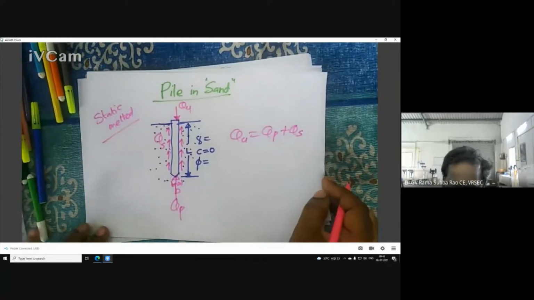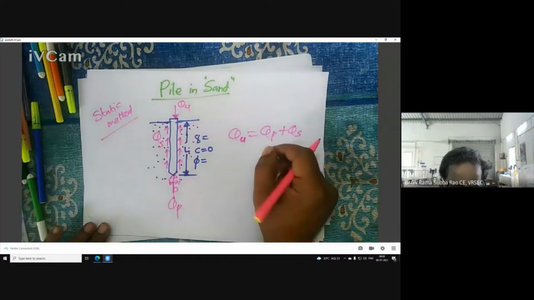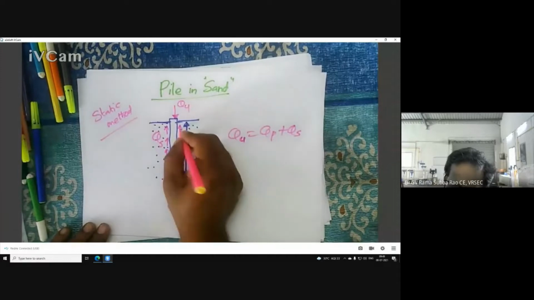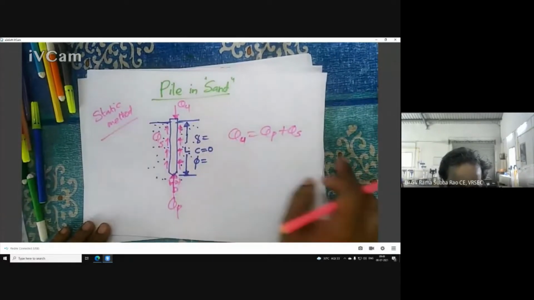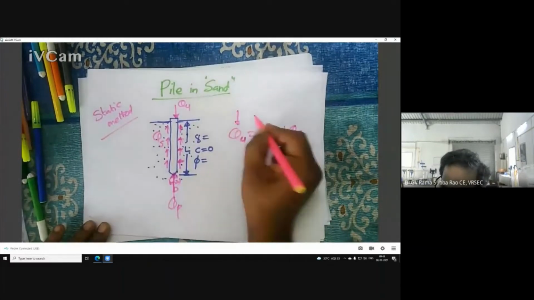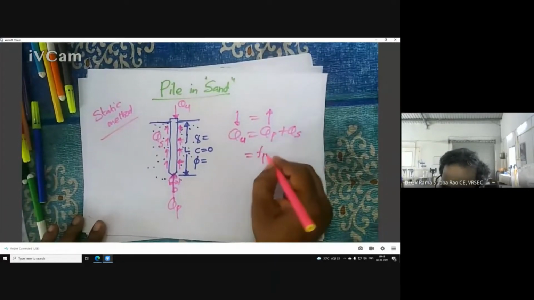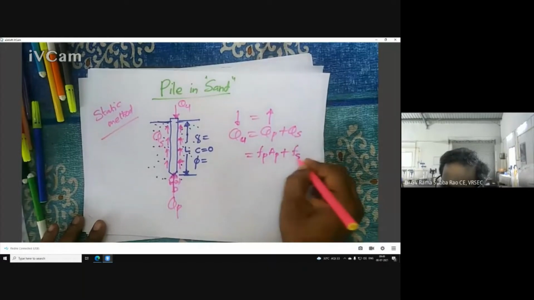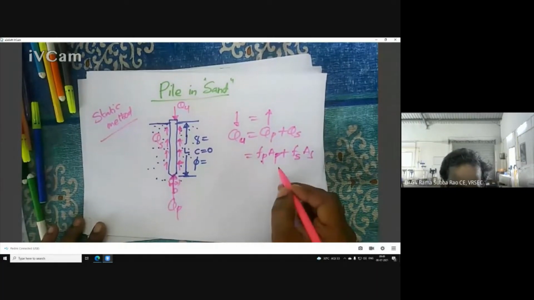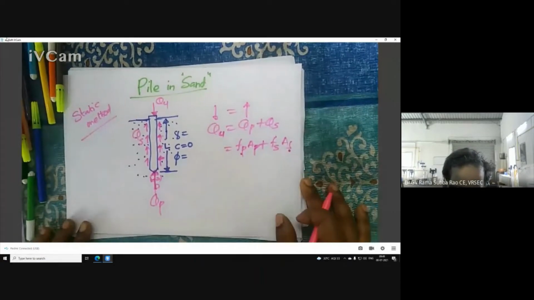So the sum of vertical forces is 0. In a simple way, we can say upward forces are equal to downward forces. You can see my arrows. So probably you can understand what is upward. QP and QS are acting in the upward direction, whereas the ultimate load is acting in the downward direction. So now, can I write? Here you have QP equals fP into Ap, and QS equals fS into As. fP is the unit point resistance, Ap is the cross-sectional area of the pile at the tip, and As means the surface area of the pile.